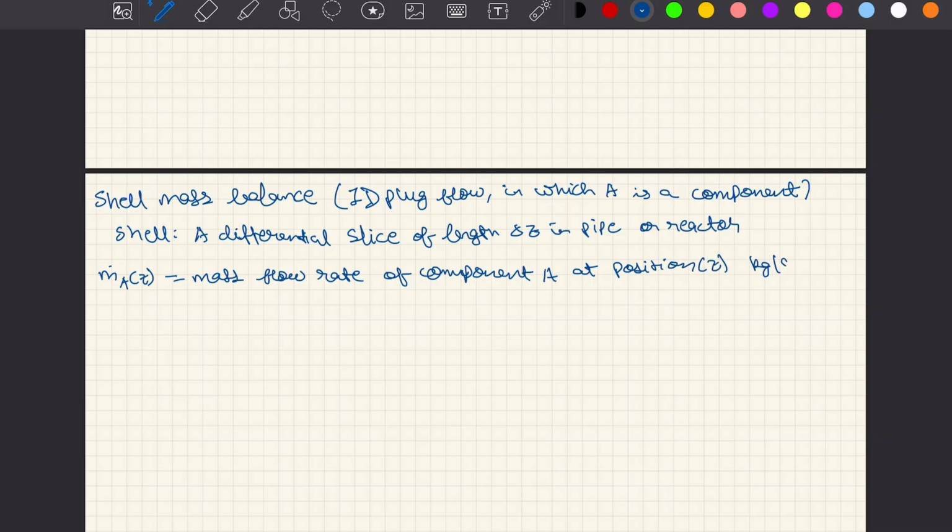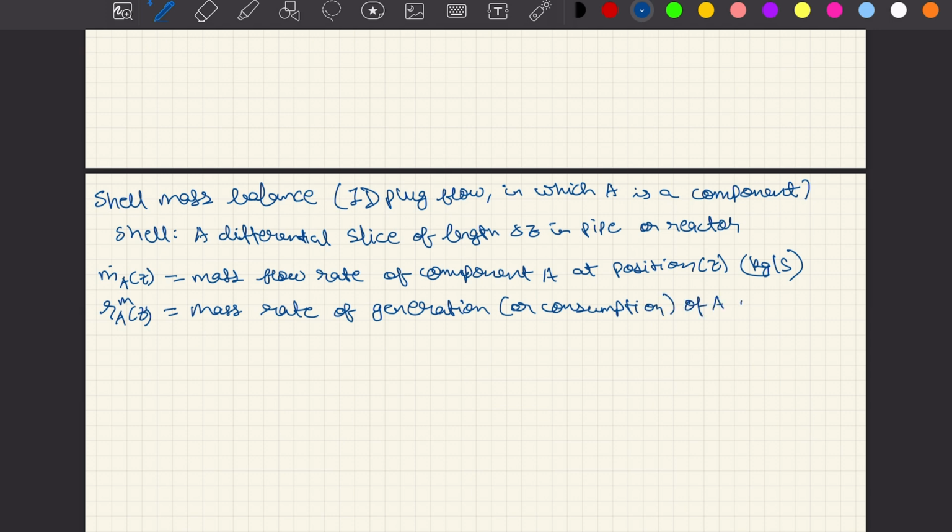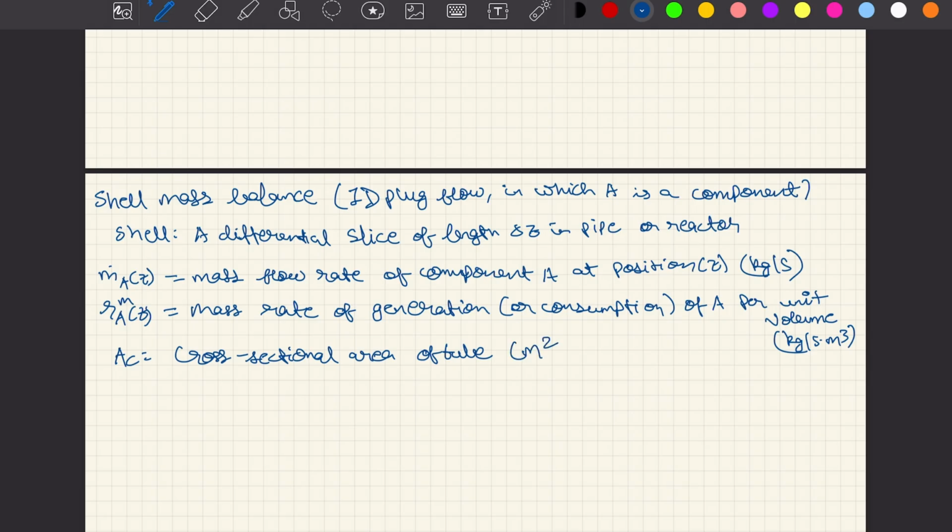and the unit will be kg per second. RAMZ will be the mass rate of generation or consumption of A per unit volume, and the unit will be kg per second meter cube, and AC will be again the cross sectional area of the tube, and the unit will be meter square.